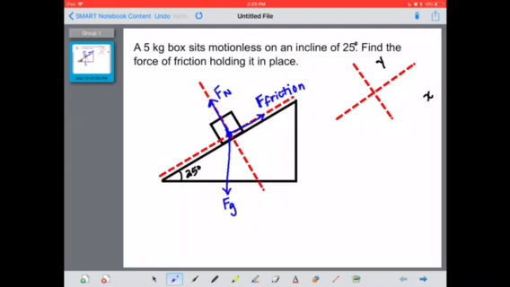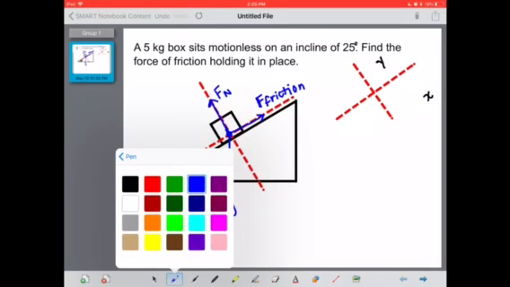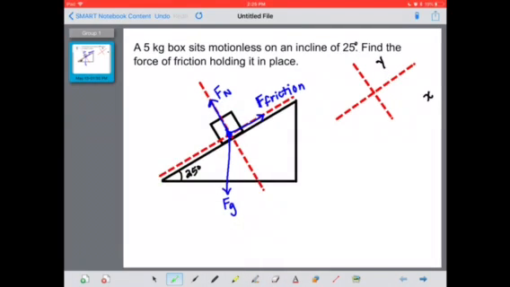Now, what's difficult is figuring out what the angle is that my force of gravity is at. You've got two options when you're trying to figure out your angle for your force of gravity. We can use either the angle with the horizontal axis, or we can use the angle with the vertical axis. I like to do the angle with the horizontal axis, personally. I'm a big geometry person, so I tend to see triangles everywhere I go.